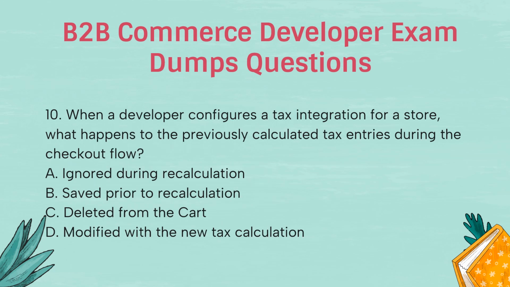10. When a developer configures a tax integration for a store, what happens to the previously calculated tax entries during the checkout flow? A. Ignored during recalculation. B. Saved prior to recalculation. C. Deleted from the cart. D. Modified with the new tax calculation.